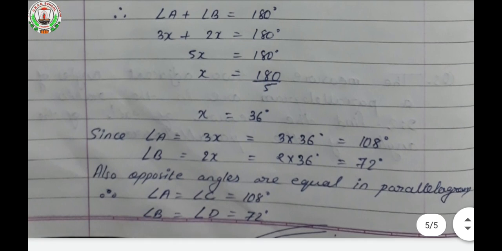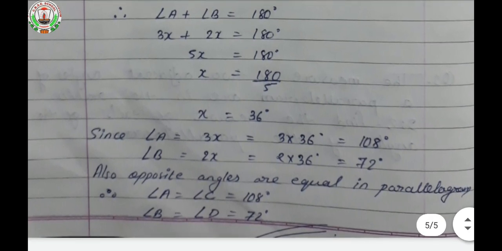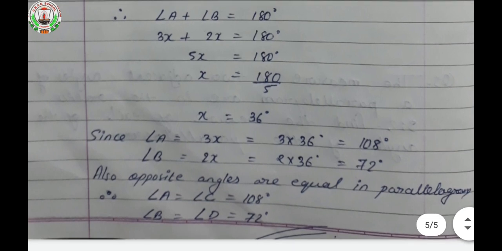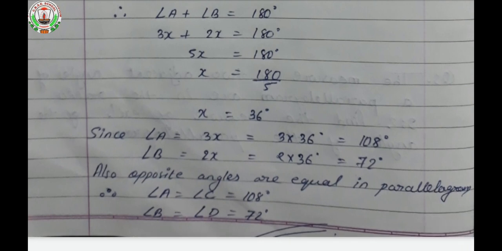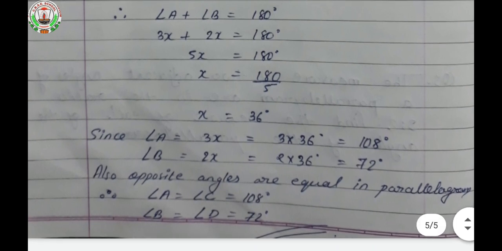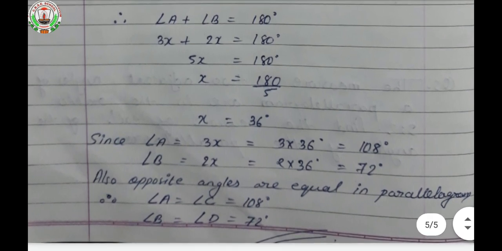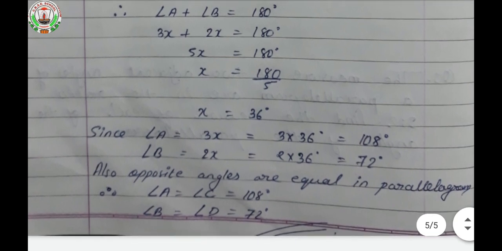As we know, by the property of a parallelogram, opposite angles are equal. Therefore, angle A is equal to angle C. That means the value of angle C will also be 108 degrees. In the same way, angle B will be equal to angle D, the opposite angle, that is 72 degrees. So in this way, we have found the values of all four angles of a parallelogram. It is very important to know the properties of the parallelogram. Then only you can solve it.